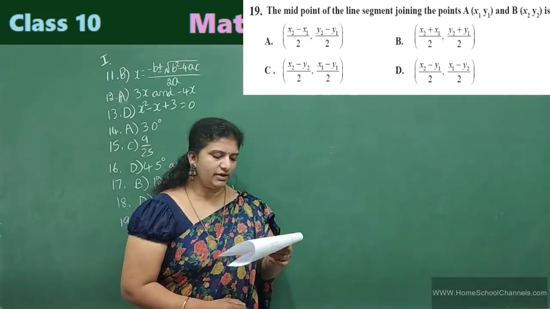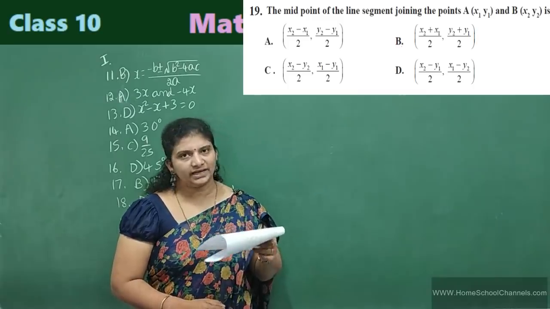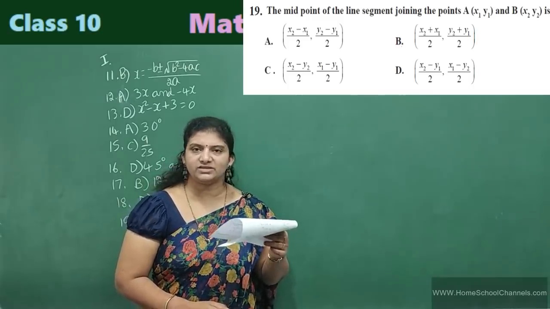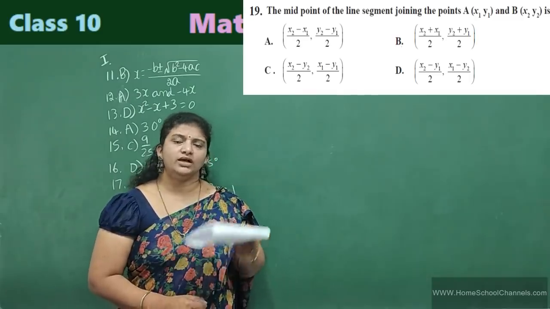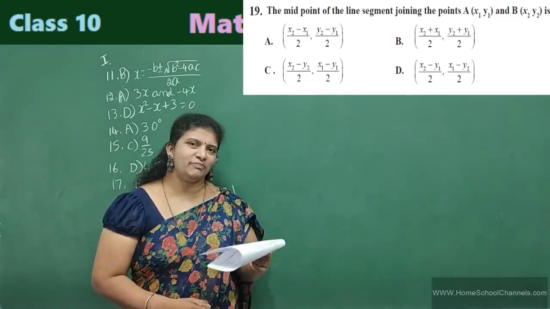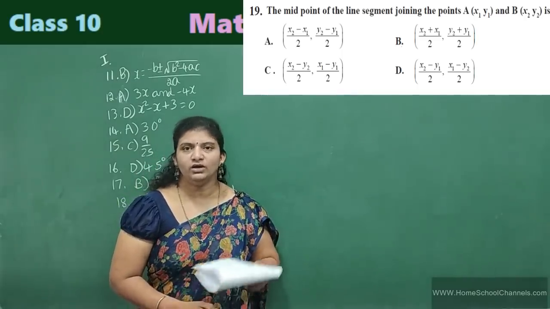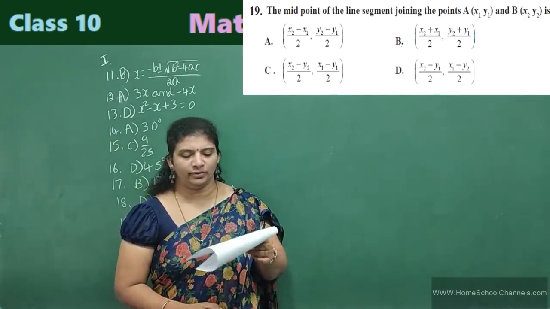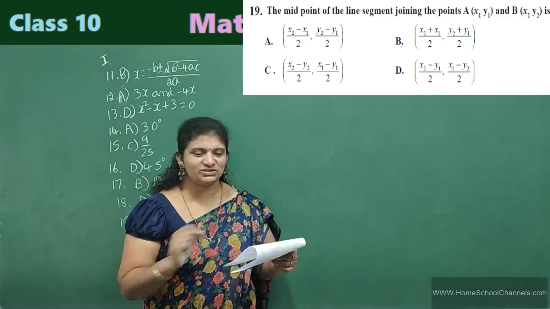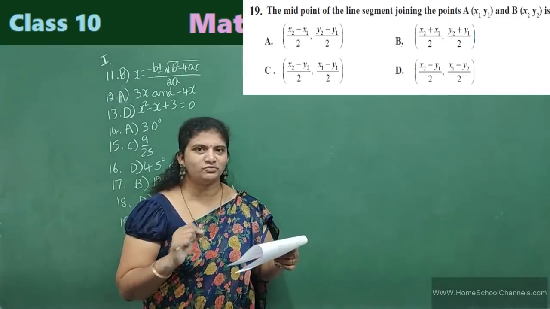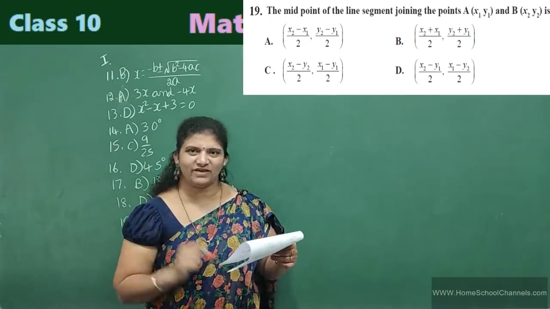19th one, the midpoint of the line segment joining the points A(x1, y1) and B(x2, y2) is. What is the midpoint formula, children? If you know the coordinates, what is the midpoint formula? That is (x1 plus x2) by 2, (y1 plus y2) by 2. Check for the option where you have x1 plus x2. It is not there here. You have option B, (x2 plus x1) by 2, (y2 plus y1) by 2.